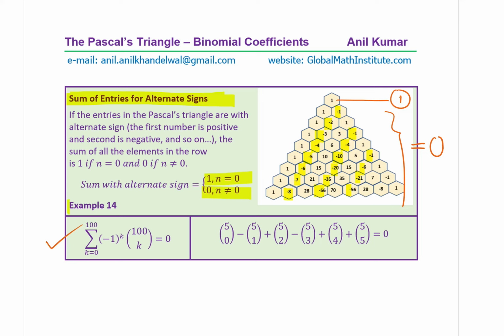And based on this, here is an example for you. There are actually two questions here to solve. One is to add the numbers from 0 to 100 of minus 1 to the power of k, 100Ck, and the sum is 0. And part B is add 5C0 minus 5C1 plus 5 choose 2 minus 5 choose 3 plus 5 choose 4 minus 5 choose 5, right? So you have all this written here.